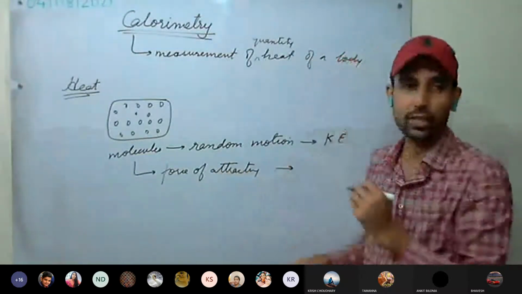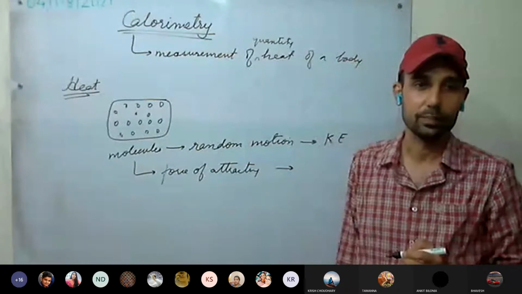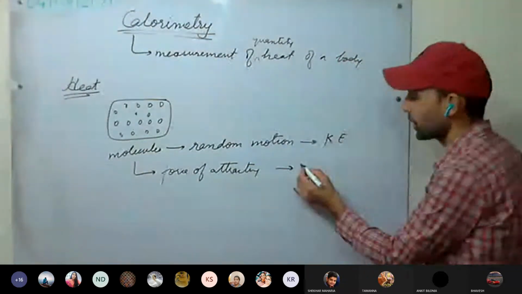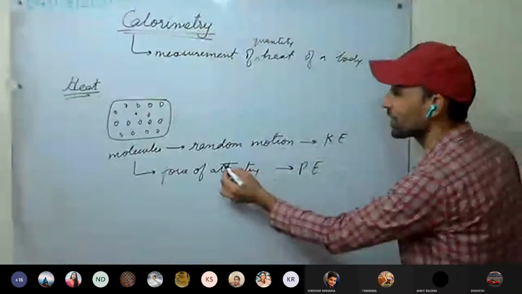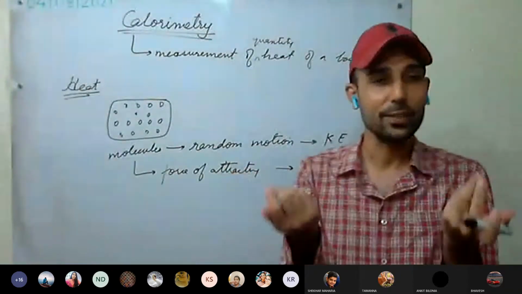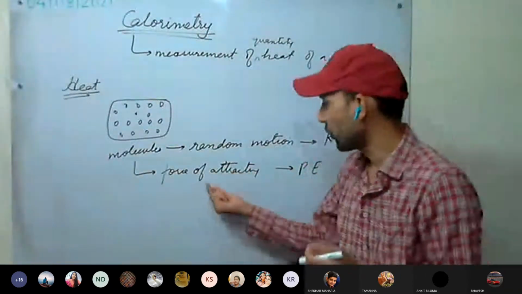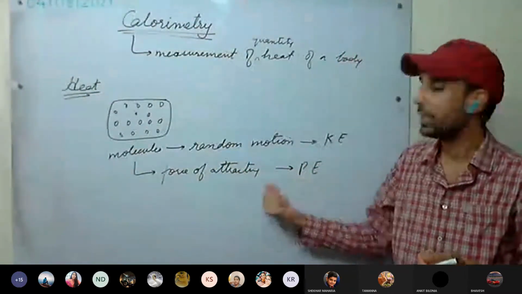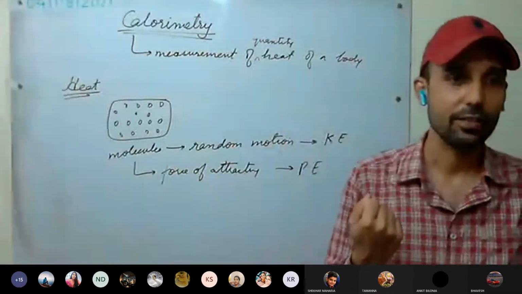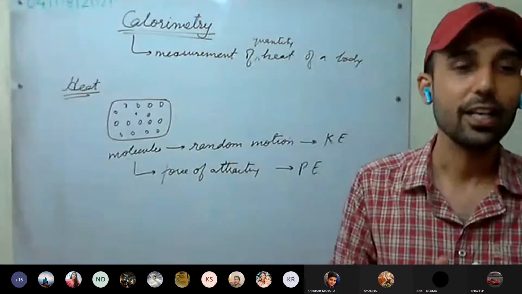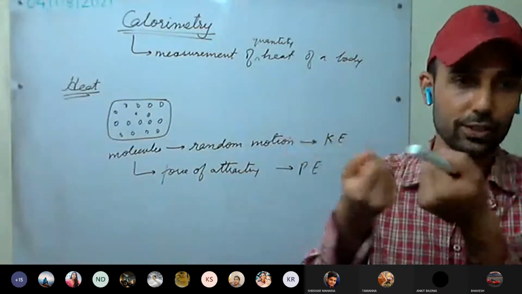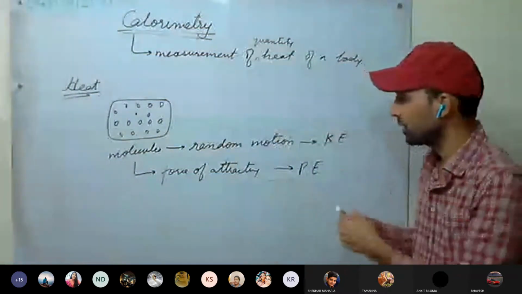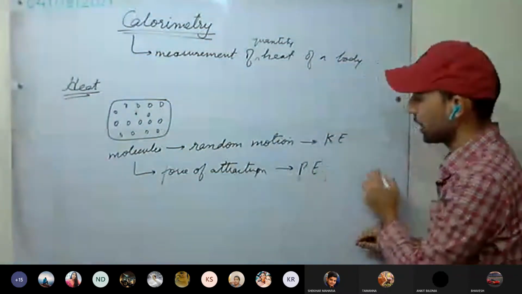Because of force of attraction, which kind of energy will they have? Potential energy. Forget how they are colliding. Mainly because of that force of attraction, they have potential energy. They have the potential to attract other molecules towards each other. Each molecule is trying to attract the others. So because of the force of attraction, they have potential energy.